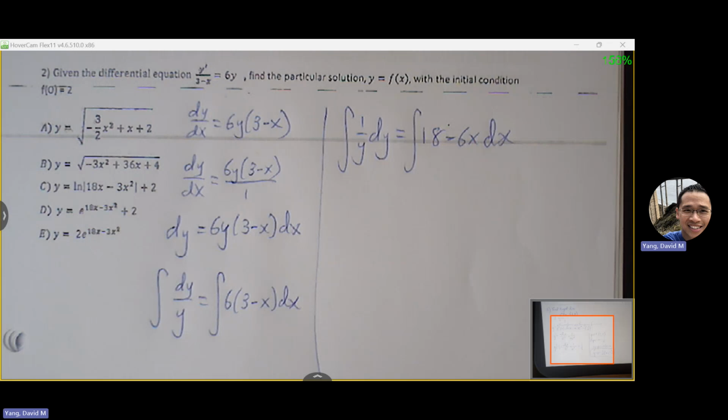Everybody good up to this point here? We should be looking at natural log on the left side, and the right side should just be power rule after this step.